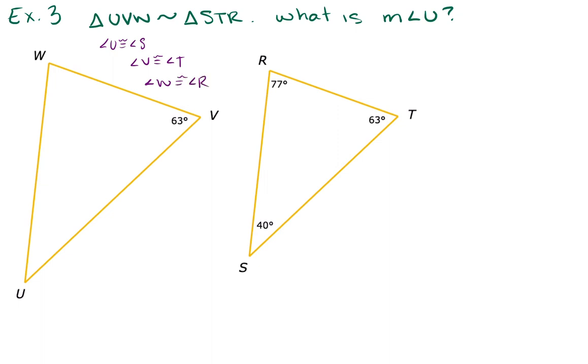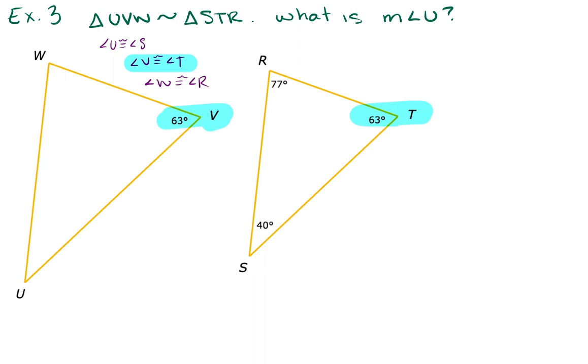Okay? V and T are given to us in this problem. We're given that V is 63 degrees and T is 63 degrees. That right there justifies this statement that V and T are congruent. We're showing that by showing that both of the angles are 63 degrees.